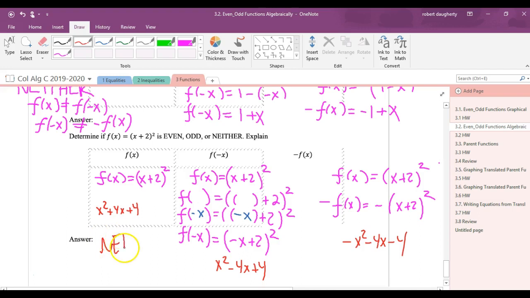So it's neither. And what is your reasoning? Looks complicated, but it's because these two things don't match. F of x not equal to f of negative x, and these two things don't match. F of negative x not equal to minus f of x. Okay.